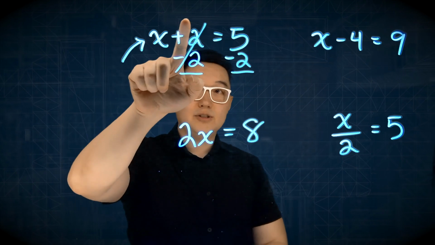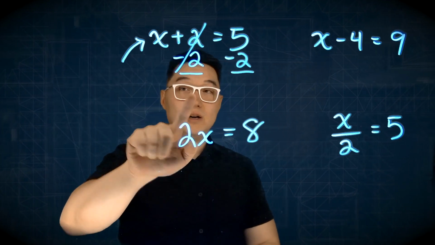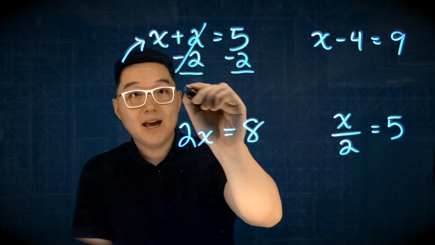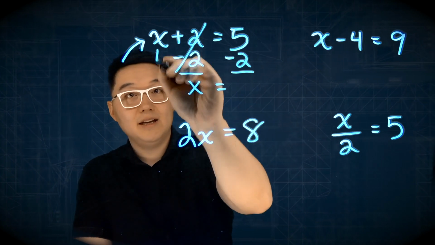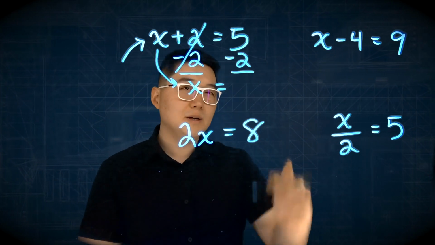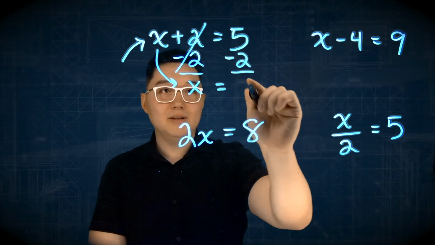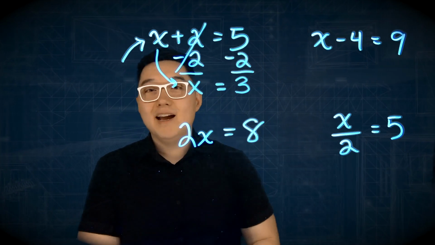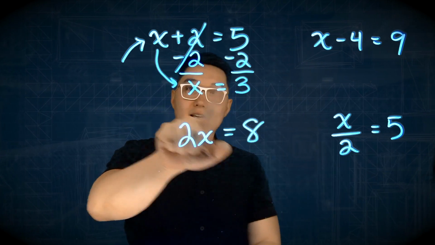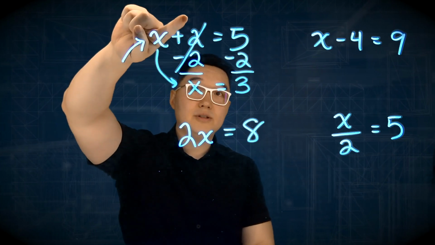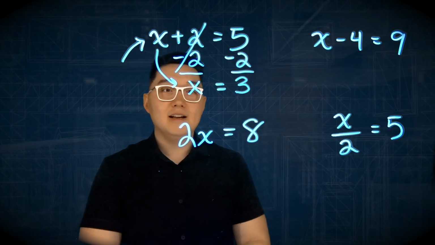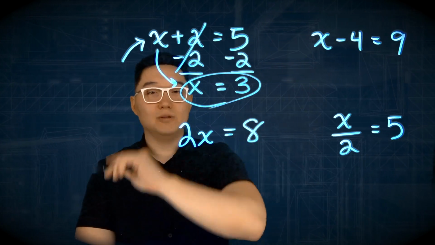So notice that 2 minus 2 is 0. So that's why we only have x on this side. But what's 5 minus 2 on this side? 5 minus 2 is in fact 3. And that's what we got. 3 makes sense because 3 plus 2 has to equal 5. So 3 is our solution.